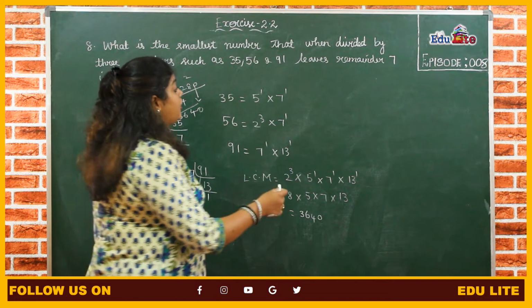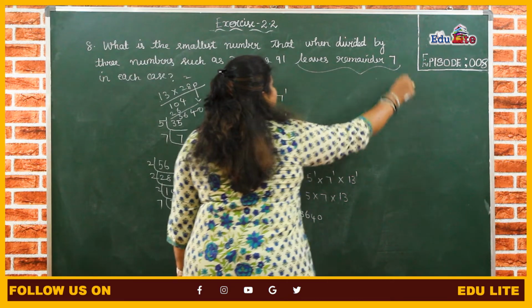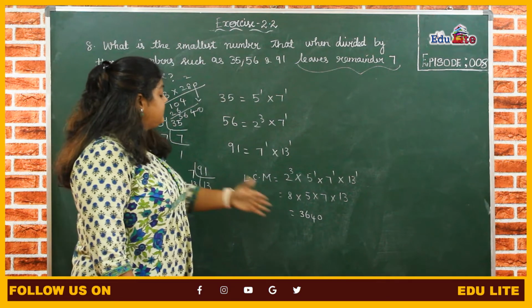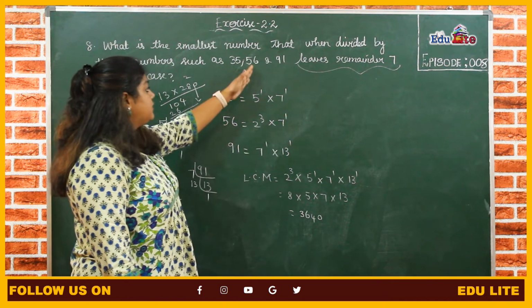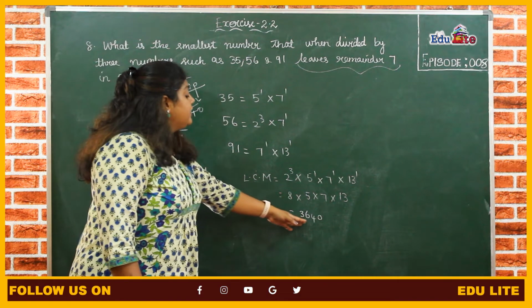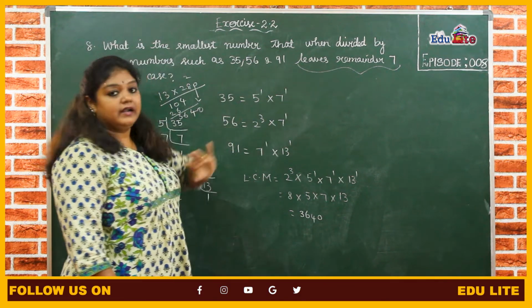But we have one more option to do, because it has to leave the remainder 7. If I divide 3640 by 35, I will get a remainder 0. If I divide 3640 by 56, I will get a remainder 0. If I divide 3640 by 91, I will get a remainder 0.